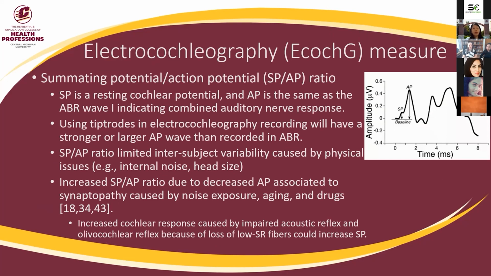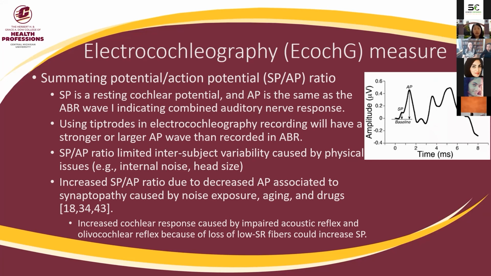So researchers try to use ECochG measurement. It will measure the summating potential to action potential ratio, which will also help limit the inter-subject variability. Also, the AP here is more prominent compared to the ABR. The AP here is the same as the ABR wave 1, which is the response from the auditory nerve.